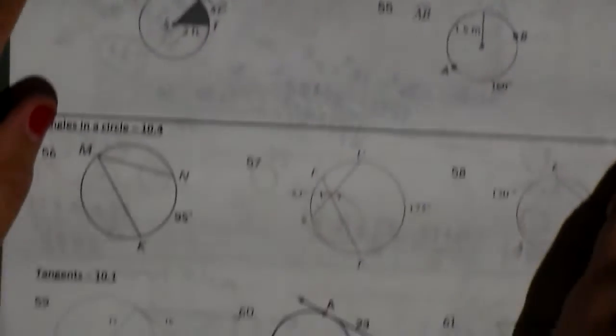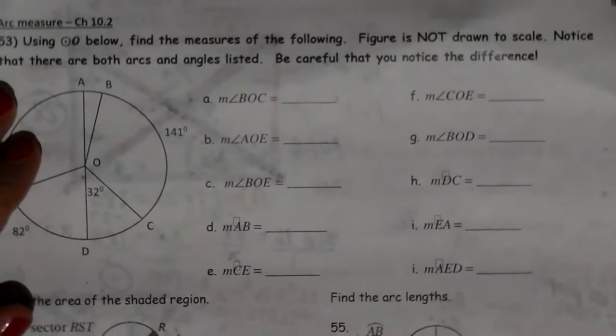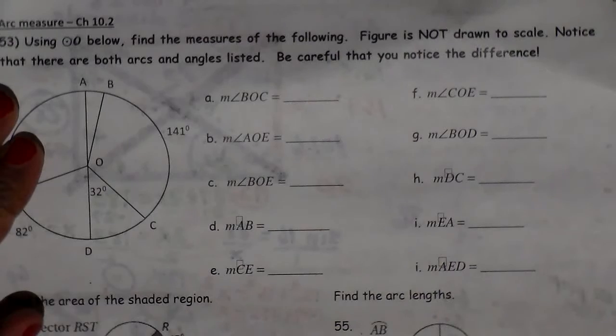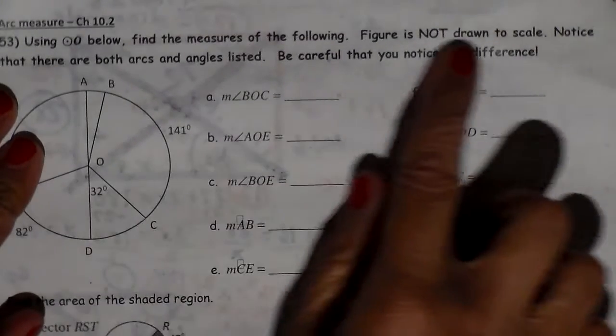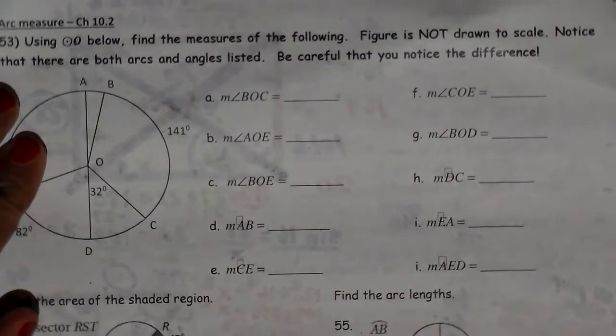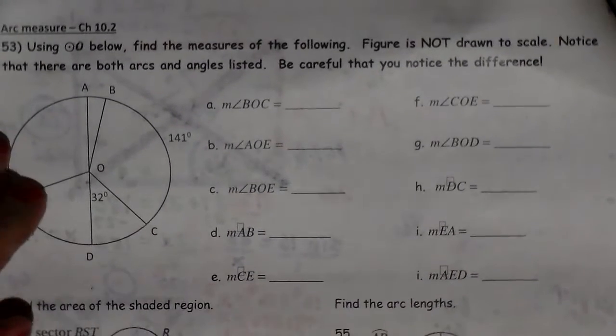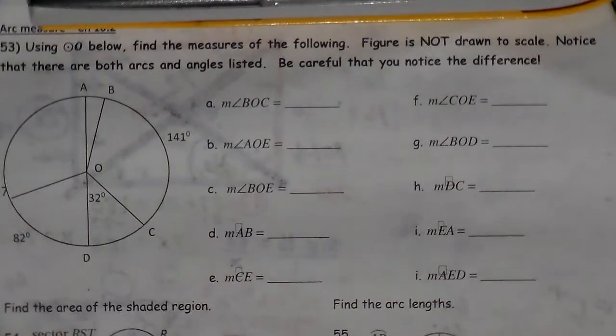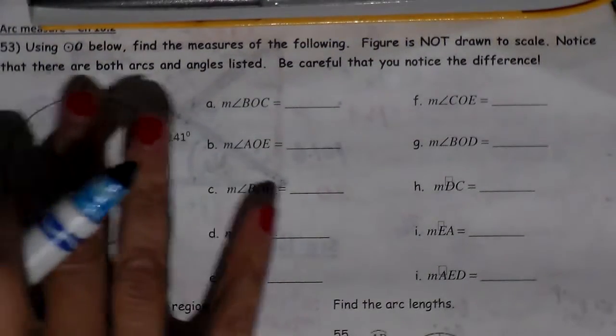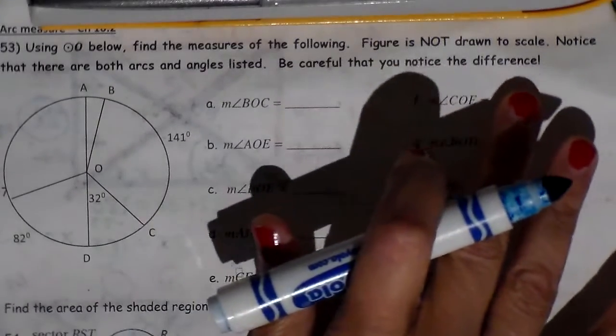Now let's turn the page and we'll look over here at 53. Let me get this in here where I can, there we go. All right, using circle O below, circle with the center of O, find the measures of the following. It's not drawn to scale, which means not everything's going to look as it's measured, okay? I'm going to use this calculator up here to kind of hold this in place.